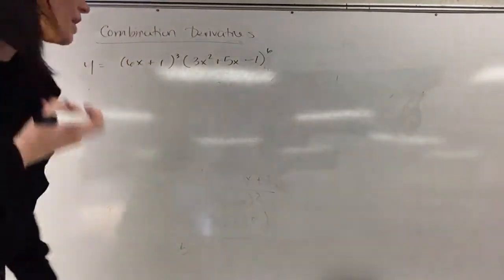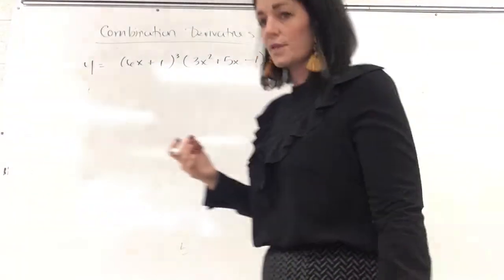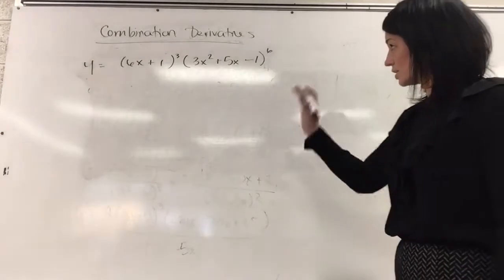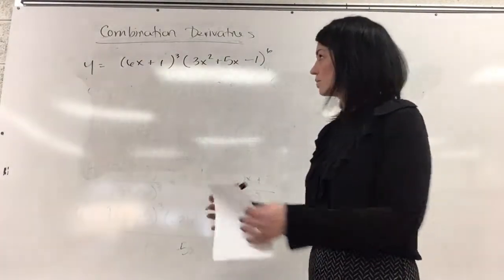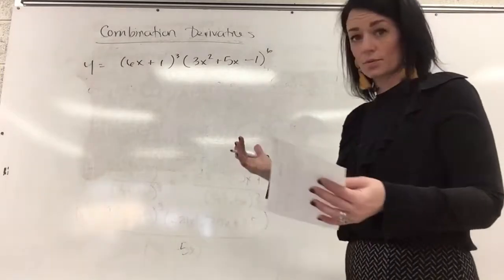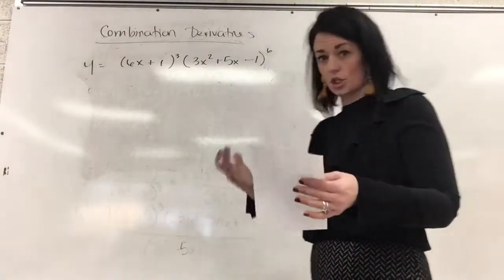Okay, we're gonna do another one with combinations of rules. So for this one, before I start, I always need to look at it and say to myself, what am I actually doing here? What's my overall rule? And the overall rule is product rule. Within product rule are two chain rules.